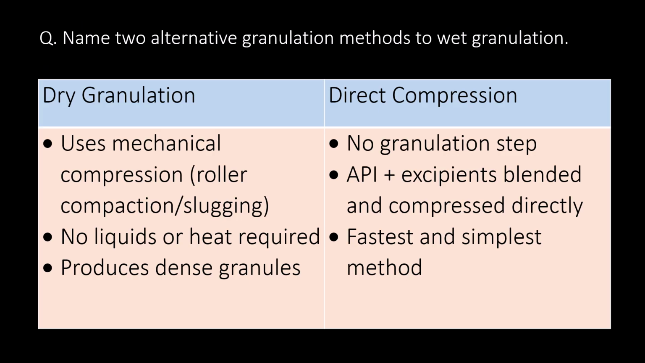Basic and important question, name two alternative granulation methods to wet granulation. First is dry granulation. This method uses mechanical compression, no liquids or heat required, and produces dense granules. Another method is direct compression. Here no granulation step is involved. API and excipients are blended and compressed directly. This is the fastest and simplest method.